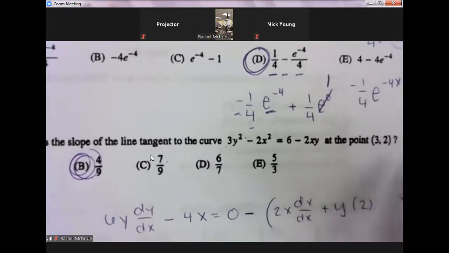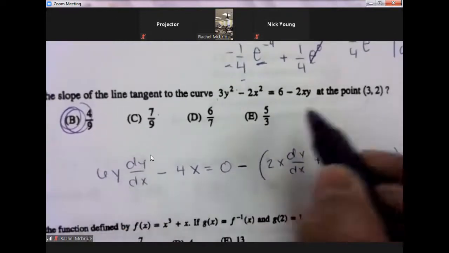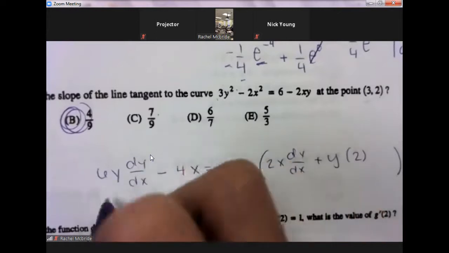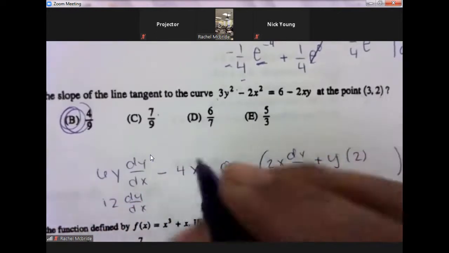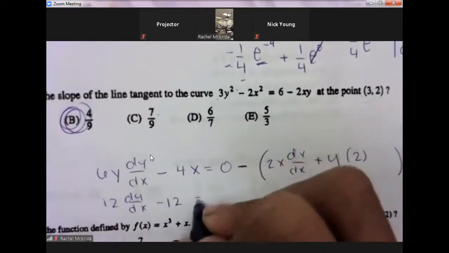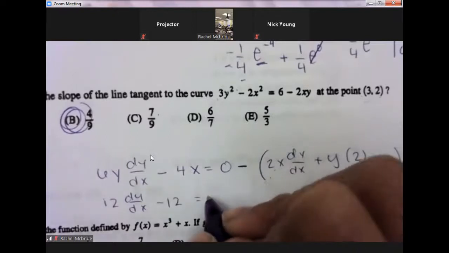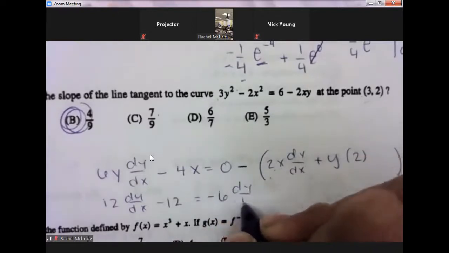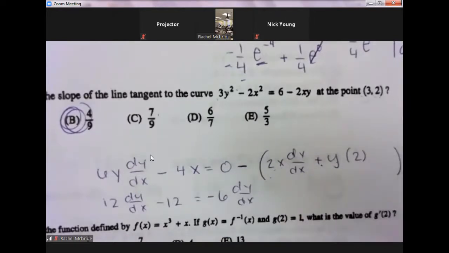And then at this point, I would have just plugged in all of my x's and y's. So y was 2, 6 times 2 is 12 dy/dx. 4 times 3 is negative 12. And then you have 2 times 3, which is 6. So you have negative 6 dy/dx, plus 2 times 2, which is 4, but then the negative distributed.